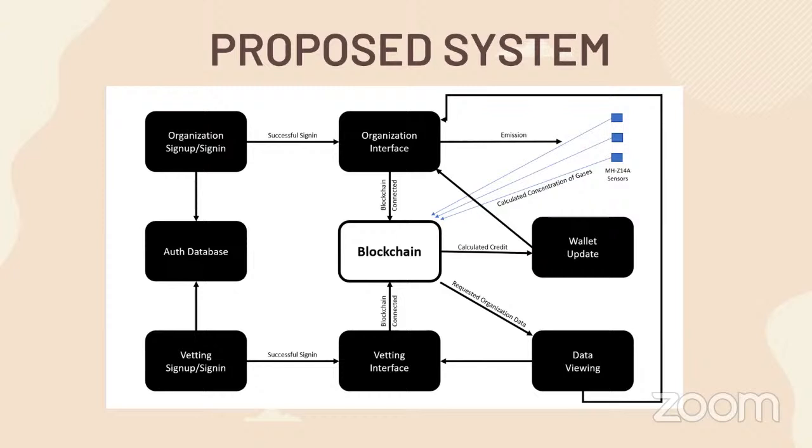Here, we have given a wallet facility to the organization where they can see their carbon credit details like allotted credit, credit used, and available credit. Coming to the vetting agency, they can see the transaction details of a specific organization using their unique 5-character ID.